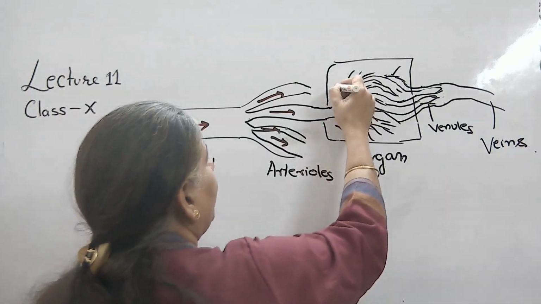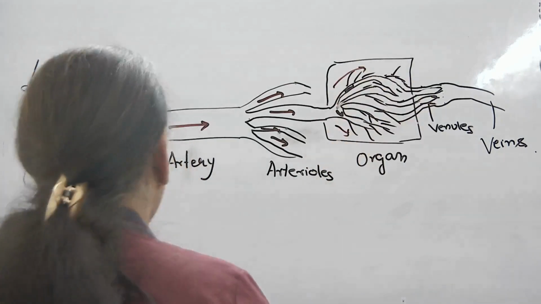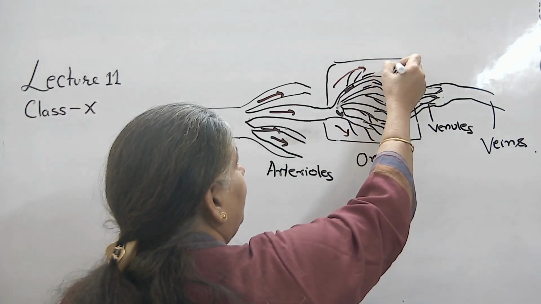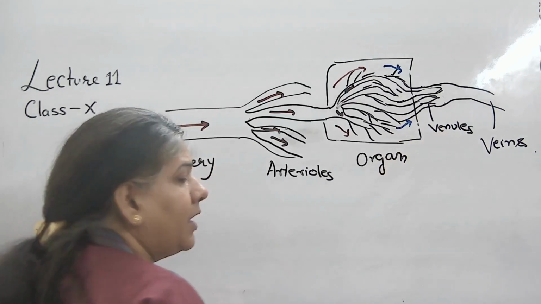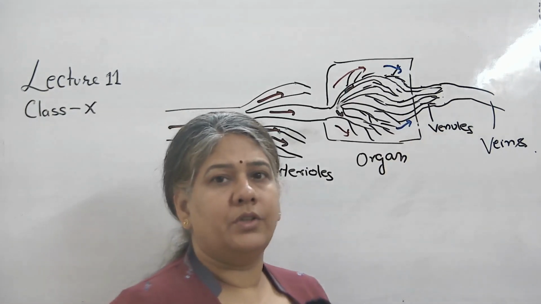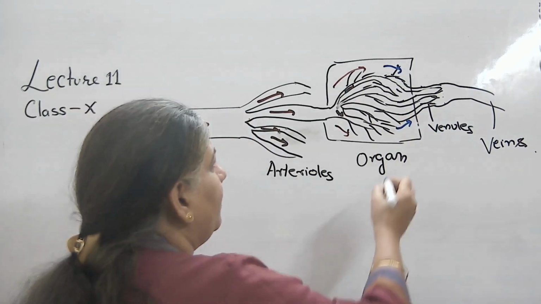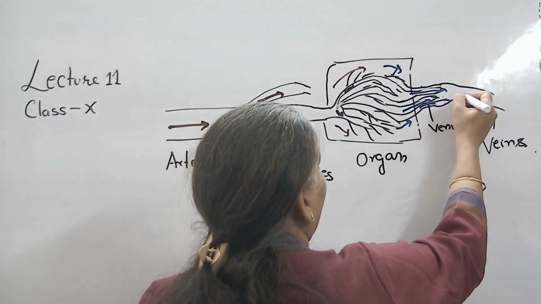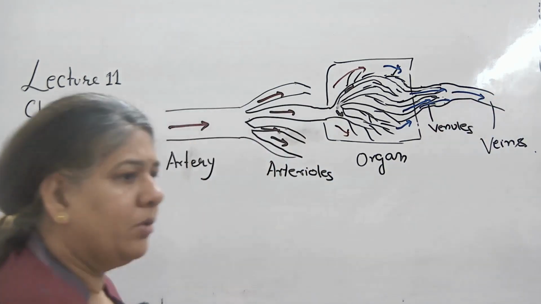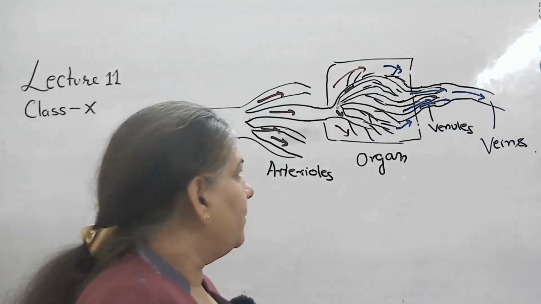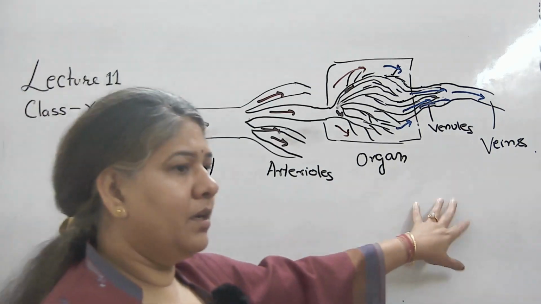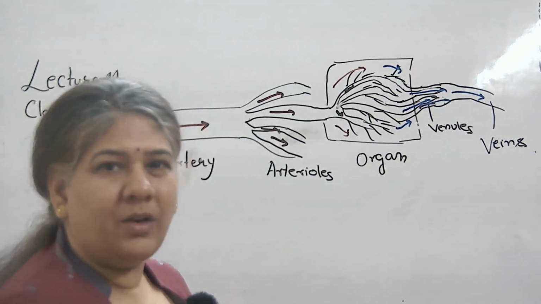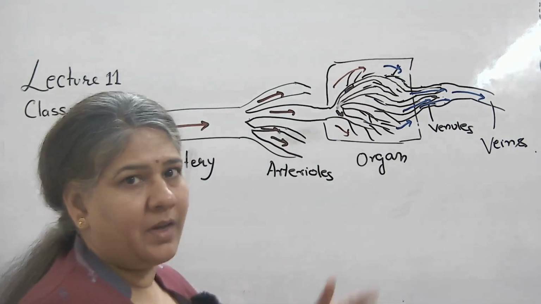So diffusion of gases is taking place, and finally deoxygenated blood. Once the diffusion has taken place, concentration of oxygen will decrease in the blood, and this deoxygenated blood will be carried by venules and then out by veins. So this is the networking that is present in our body. So this is not a very good diagram, this is just for understanding.